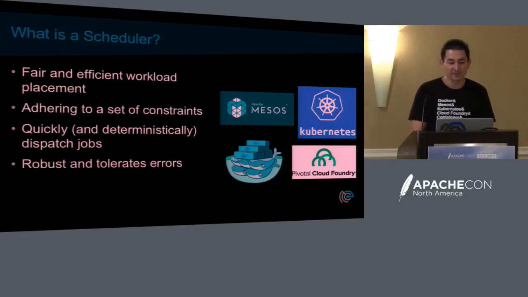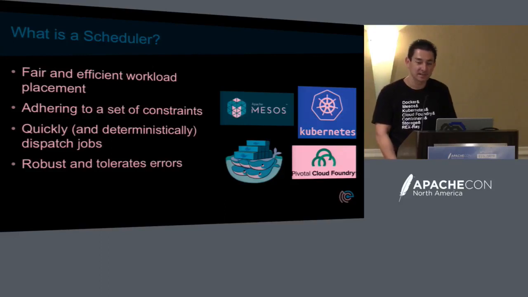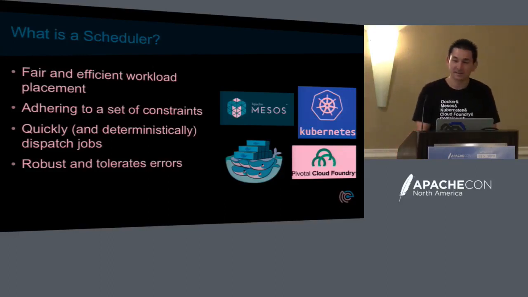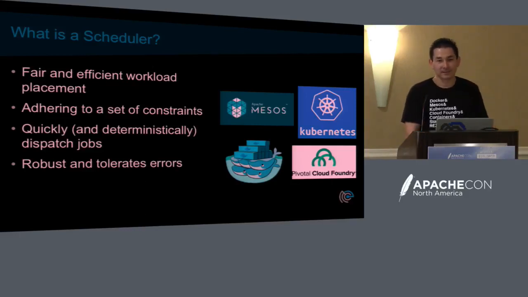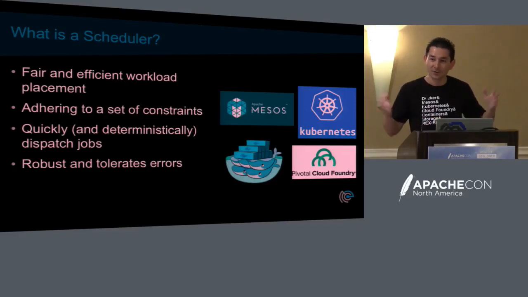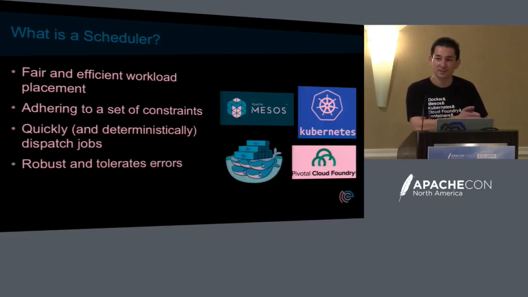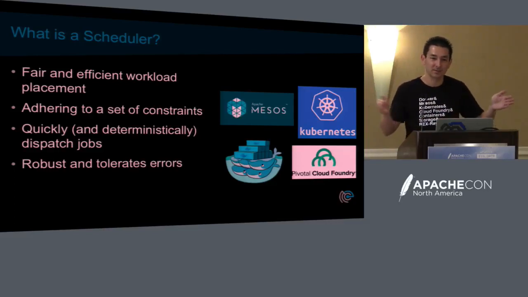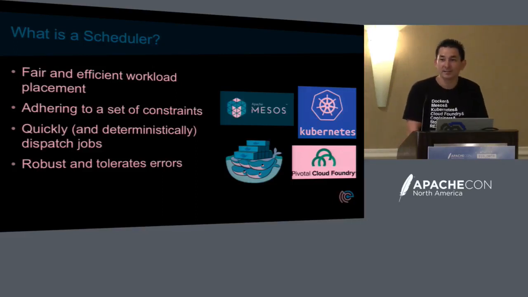So a scheduler effectively does a fair and efficient placement of workloads. And they usually adhere to a set of constraints. So if you have a particular workload, maybe you have a Postgres database or even something simple like a little Java app, and you deploy that into your container scheduler, it makes sense that the container scheduler is not going to take all your workload and put it on one piece of compute. It's going to try to distribute that through all your compute nodes. And it also does that quickly and deterministically.